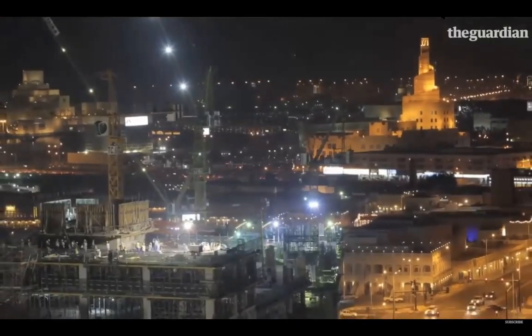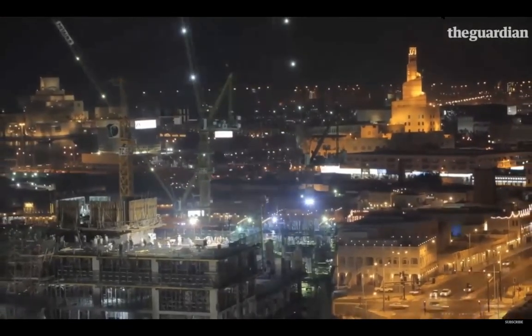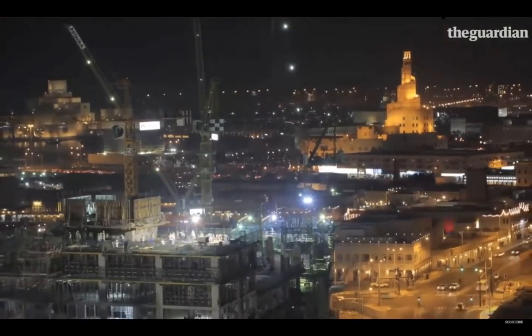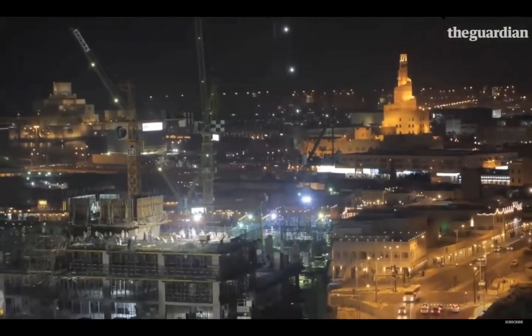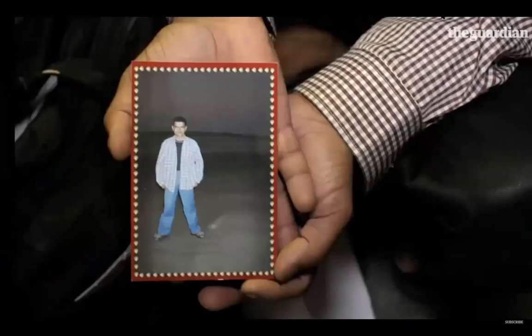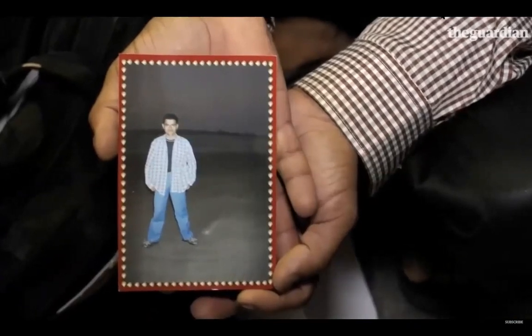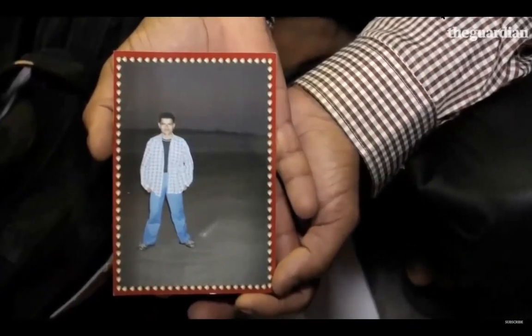Others suffer a far worse fate. According to Qatar's own figures, 882 migrants from India and Nepal died in 2012 and 2013. But most of these deaths were classified as sudden death, cause unknown, sometimes known as sudden death syndrome. One recent victim was Rishi Kandel, who died in May 2014.